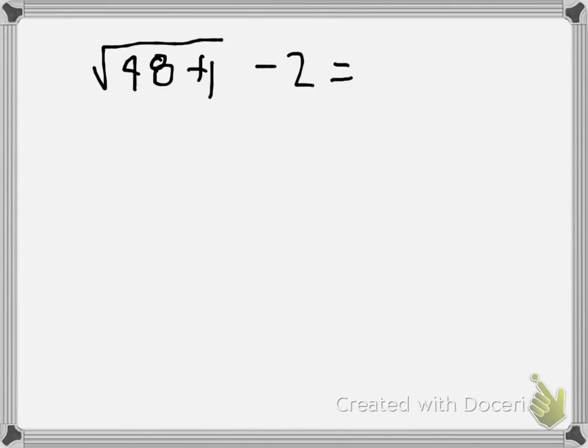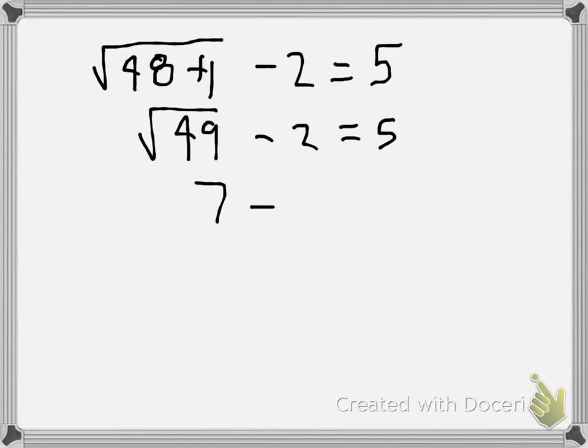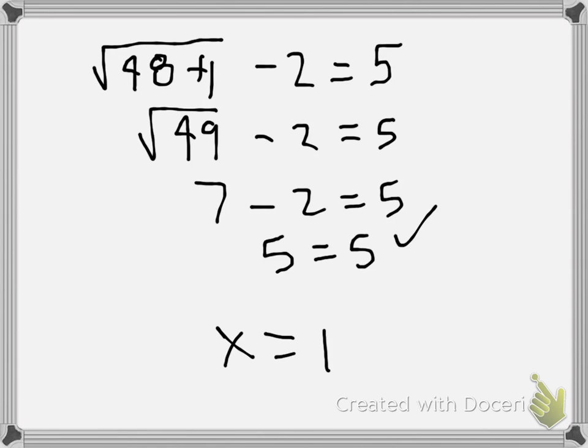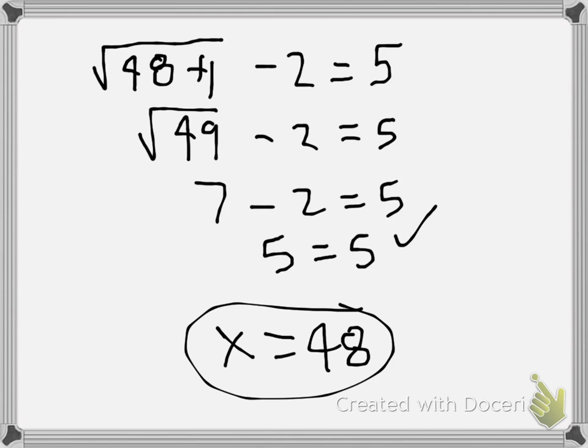And see what happens. So there's my equation. I'll work this stuff out. 48 plus 1 is 49. Square root of 49 is 7. And we got a true statement there. So that checks out this time, so we know that that is a real solution to the equation. So our answer here is actually 48. And we'll call it good. So let me show you a quick example of why we have to check next.